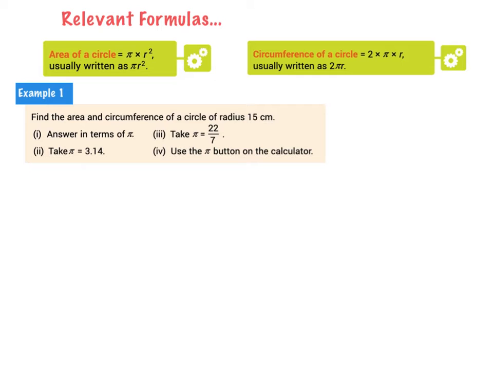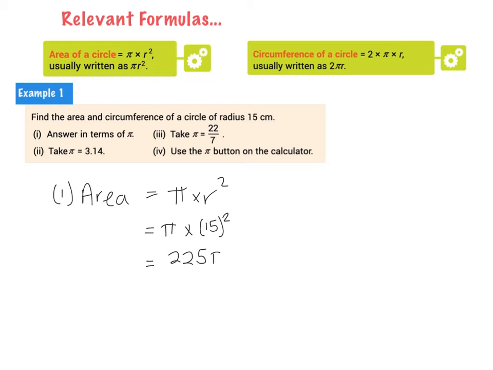So let's take the first one, part 1. We're asked to find the area and circumference of a circle where the radius is 15 centimetres, and for part 1, they want it in terms of pi. So we've got area, and it's pi r squared. And it's in terms of pi, so it's going to be pi in our answer, times 15 squared. So it's going to be 225 pi centimetres squared.